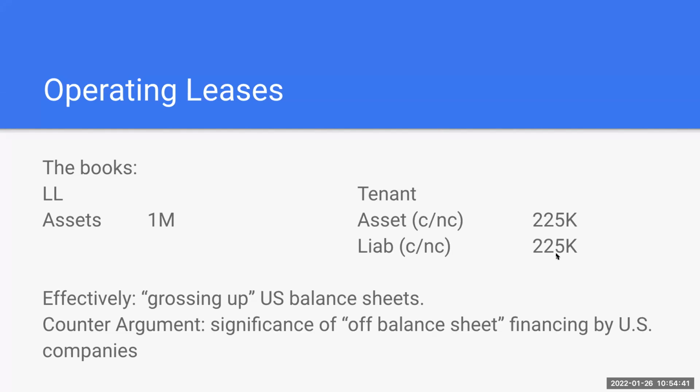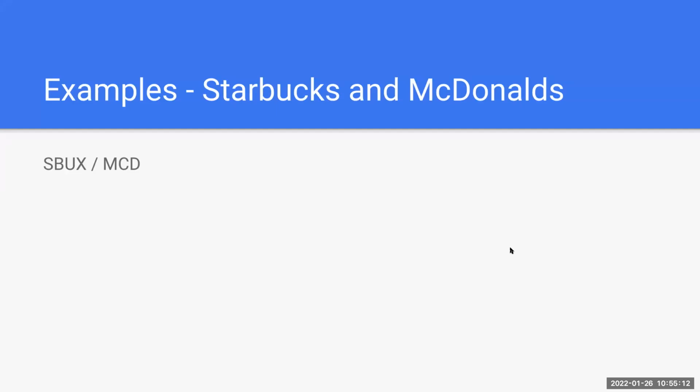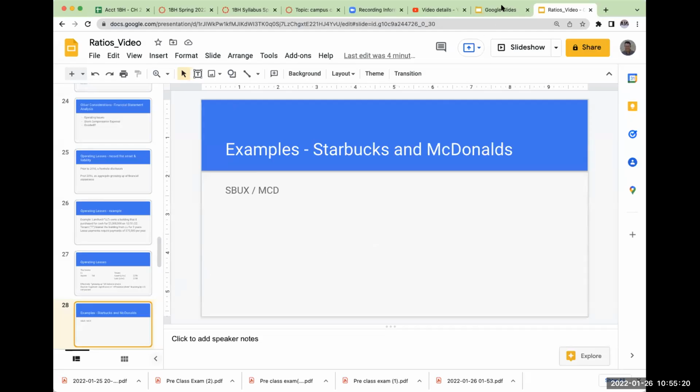Now, this same asset that is being leased to a tenant is simultaneously shown as an asset on the landlord's books. The reason I'm mentioning this is that we're effectively grossing up our assets. Obviously, we are also recording a related liability, but this is one of the downsides to the operating lease standards, at least in aggregate. The ones I want to share with you and look at today are Starbucks and McDonald's. So let's take a look at those publicly traded companies.